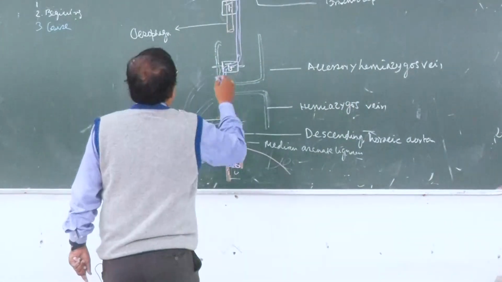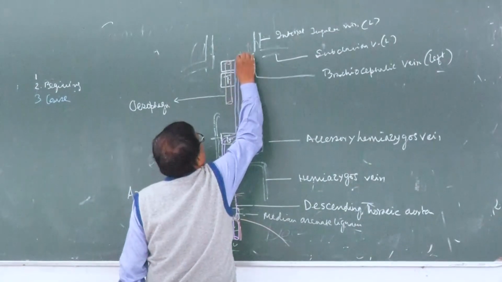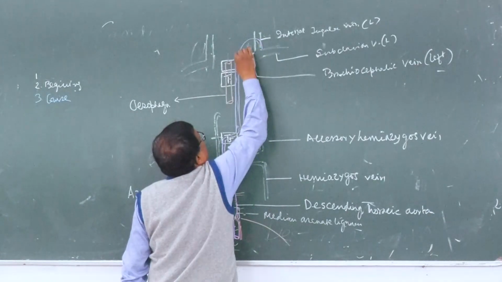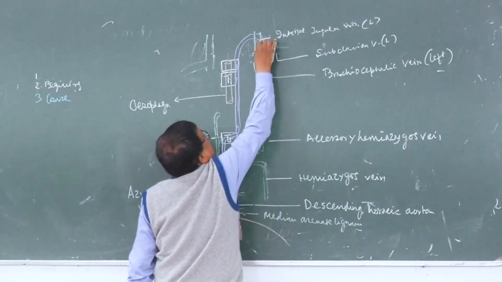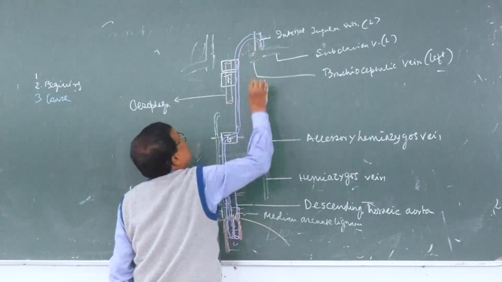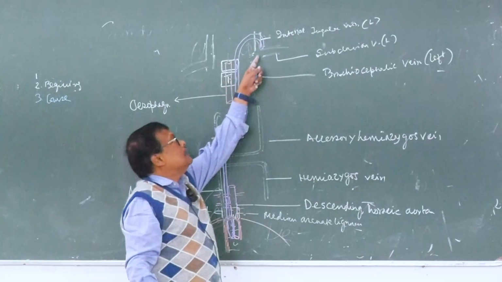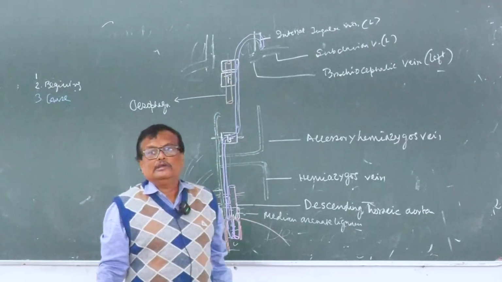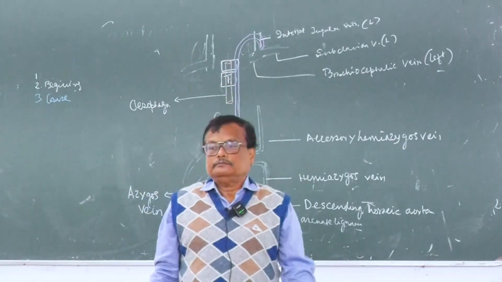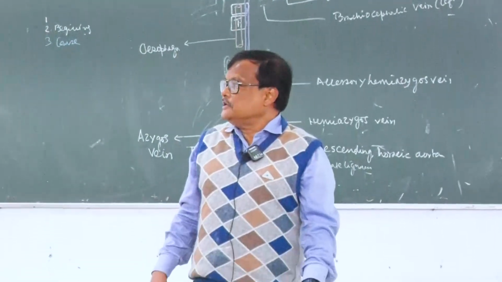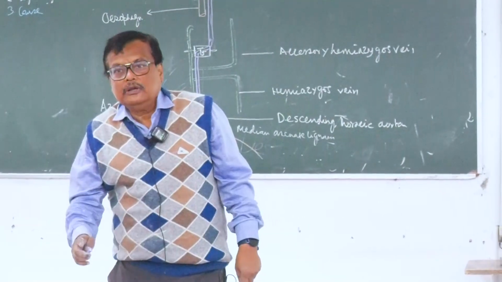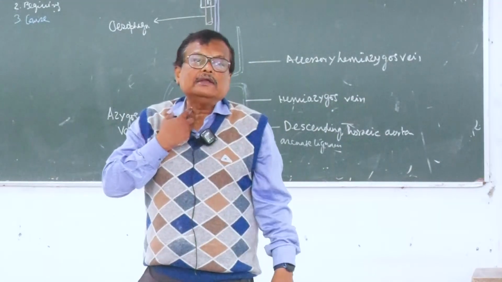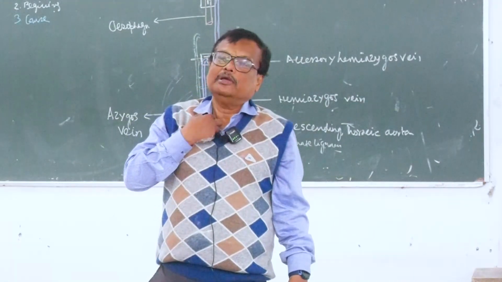Ultimately it enters the root of the neck, then it arches, again there is an arch, and ultimately it drains at the junction between the internal jugular and subclavian vein. So lymphatic blood ultimately goes to the venous blood, then to the heart. So where does it drain? At the junction of the internal jugular and the subclavian vein.